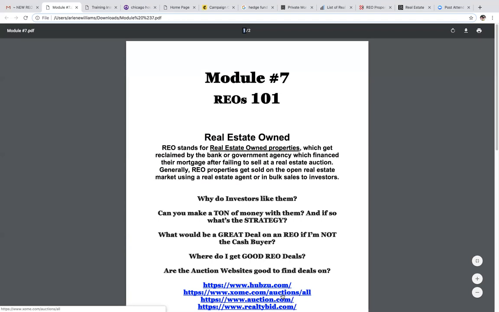Why do investors like them? That's a really good question. You have to ask yourself why an investor likes REO properties. And the answer is simple. If they can buy them in bulk, they generally can get a good discount, and they can turn around and either flip them to someone else, or hold them and build their portfolio to a massive amount. That's the power of buying these type of properties.